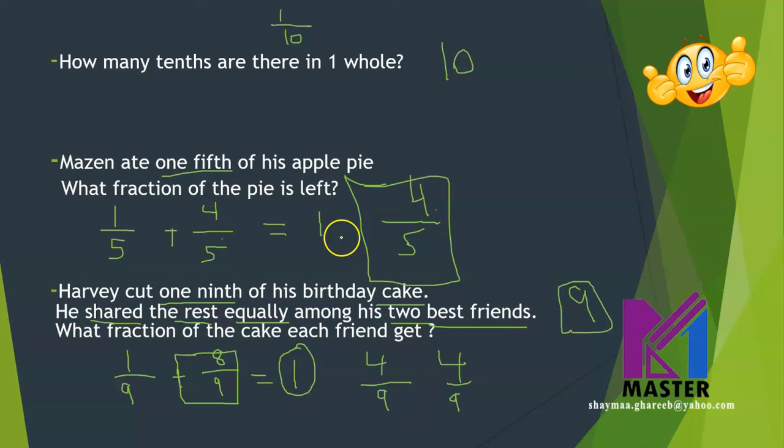This is the fraction of the pie he left, okay?